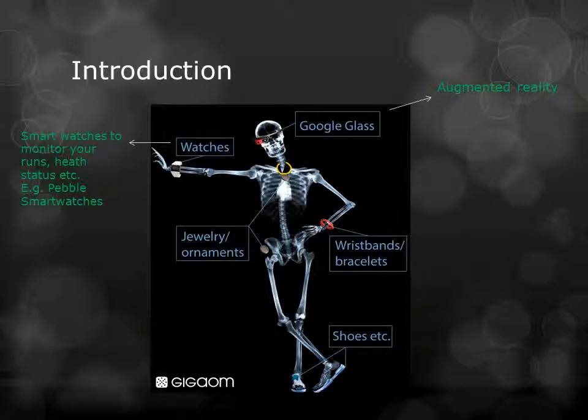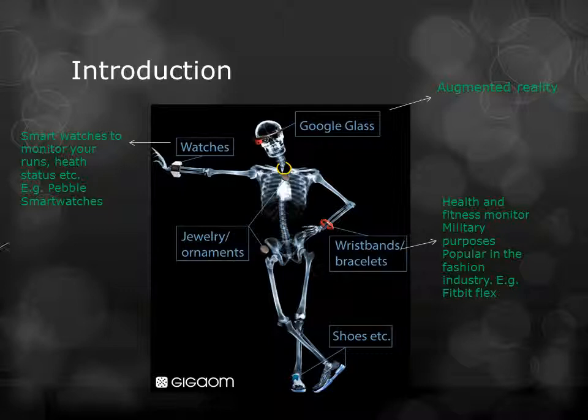Other than this, you have your smartwatches. These watches help you monitor your runs, your health status, etc. Some examples are the Pebble smartwatch as mentioned, and the new Apple iWatch. The Apple iWatch will release in September. Going forward, we also have wristbands and bracelets, which are again for health and fitness monitoring. They're very popular. They're getting popular in the fashion industry, and they are used for military purposes.